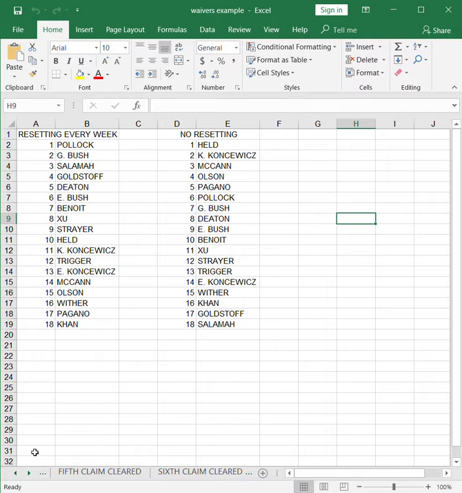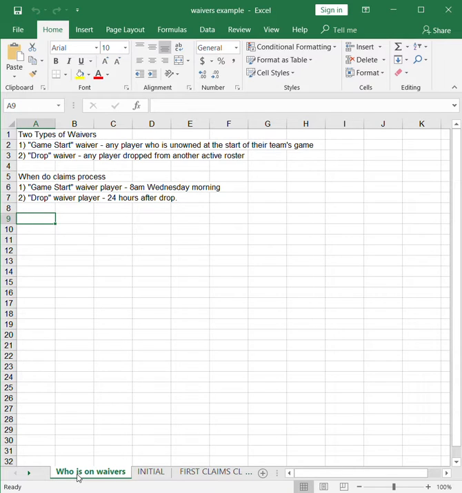So for starters, we are going to start with what a player on waivers is. There's two types of players on waivers. There's game start waiver players. That's anybody who is unowned at the start of their team's game. Then there's drop waivers, which is any player who is dropped from another active WFL roster. The only difference between these two types of players is when their claim processes. We'll get into that a little bit later, but game start waivers will process at 8 a.m. on Wednesday morning. Drop waivers will process 24 hours after the player gets dropped initially.